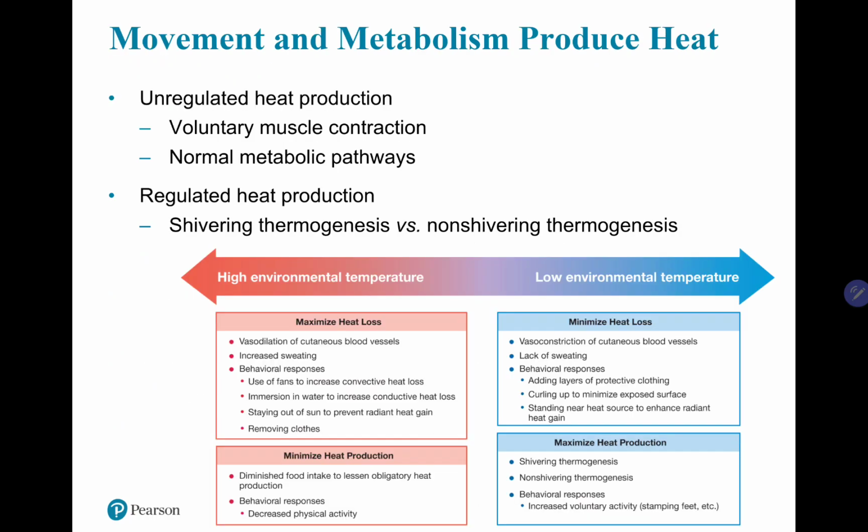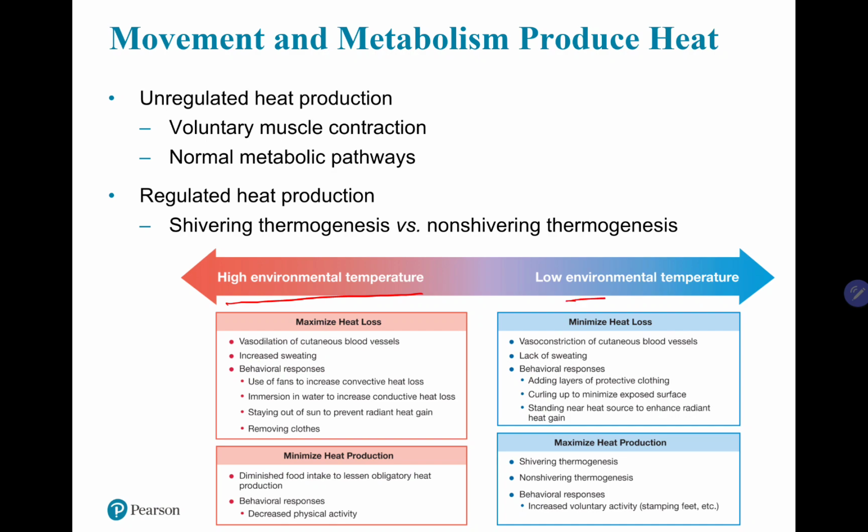We have unregulated heat production, like voluntary muscle contractions and normal metabolic pathways, and regulated heat production, like shivering thermogenesis or non-shivering thermogenesis. With high environmental temperatures, you're going to vasodilate your cutaneous blood vessels and try to increase sweating. Of course, there are behavioral responses too: removing clothes, staying out of the sun, things like that.